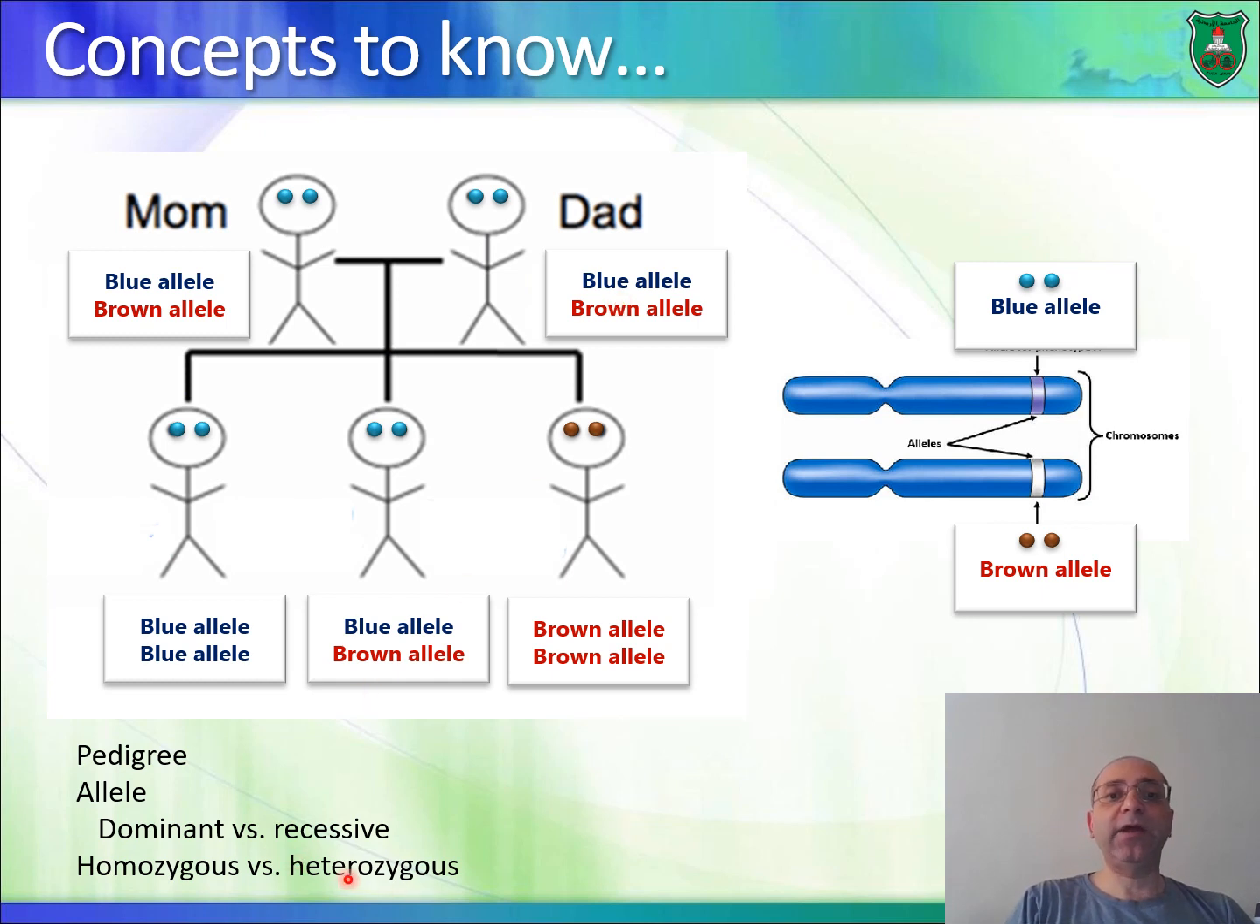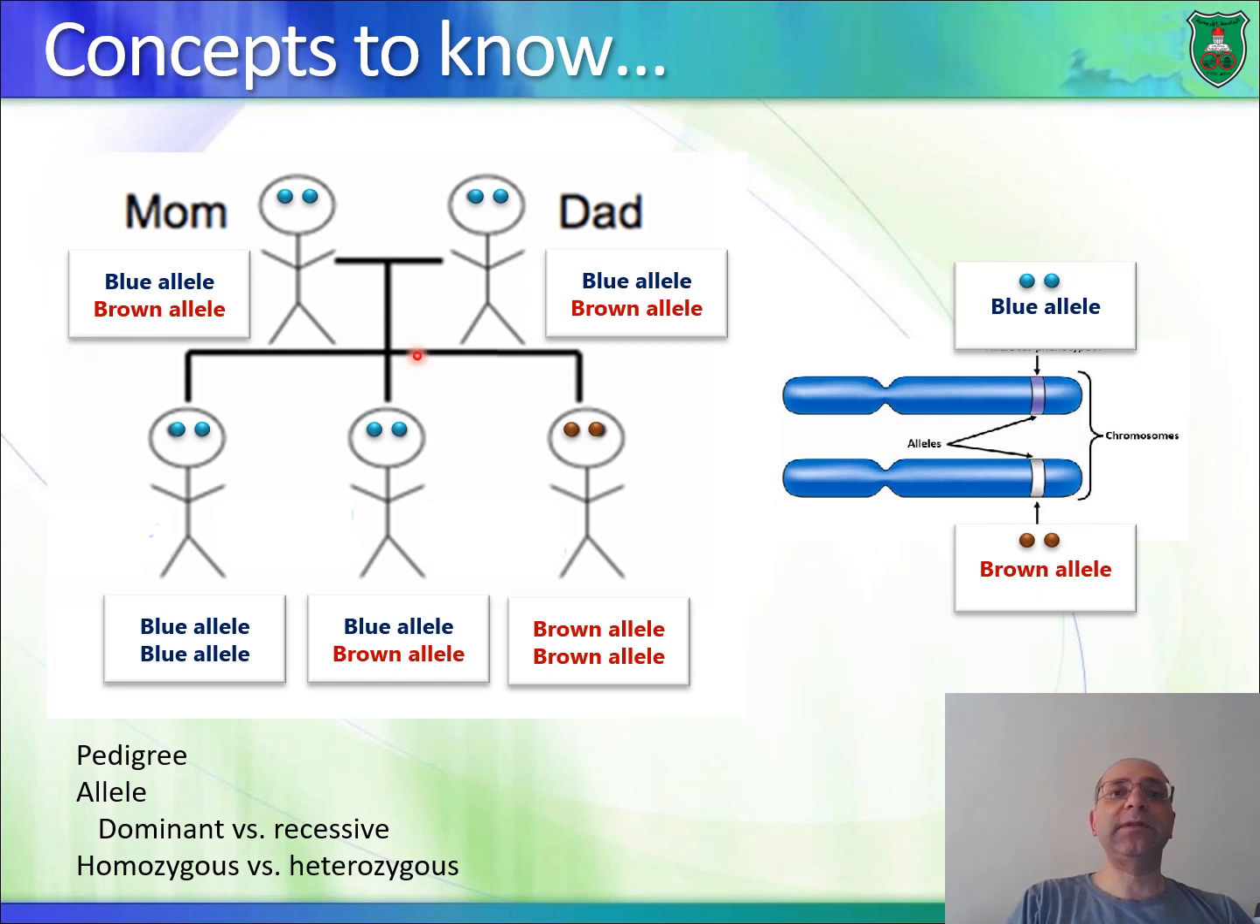Okay, they are heterozygous, meaning that for the eye color gene, the two alleles are different. Now, if a person has the same alleles for the eye color gene, then the person is what we call homozygous. So homo means same, hetero means different.